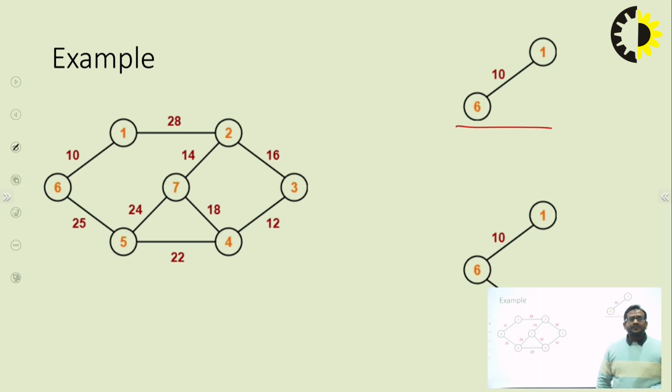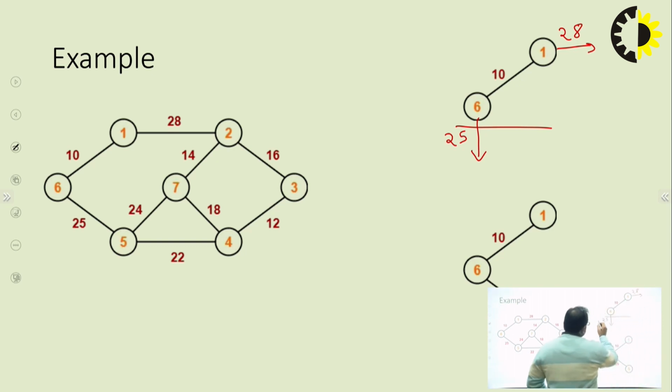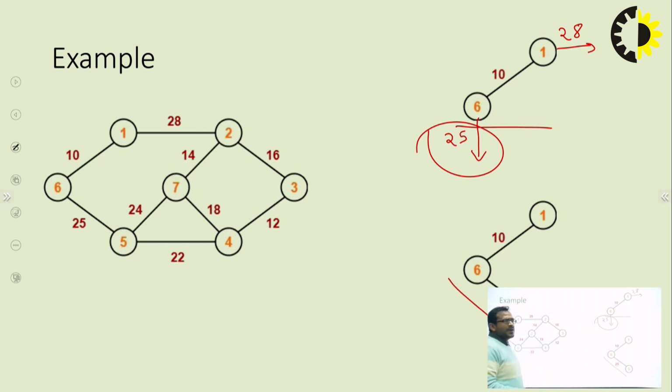Now, second, what you have to do, you have to see that 1 is having a connected edge with weight 28, and 6 is also having a connected edge, that is 25. There are two connected edges from 1 to 6. First is 25, second is 28. So you have to choose the minimum weighted edge, right? So the minimum weight, this one is minimum. So I can choose this one, 6 to 5. 6 to 5 is having a weight of 25. So I am selecting here the 25 edge.